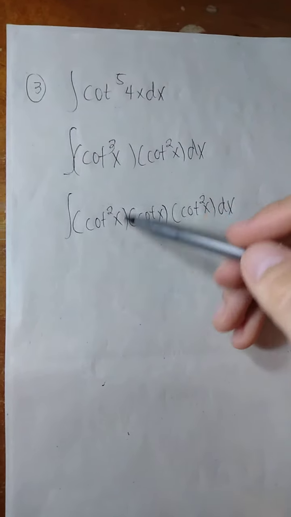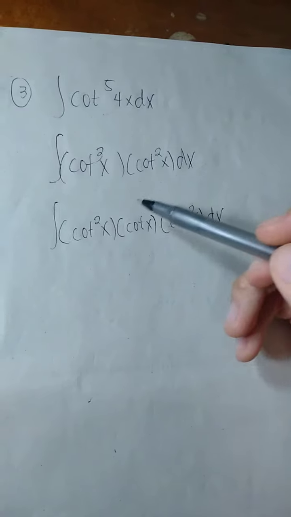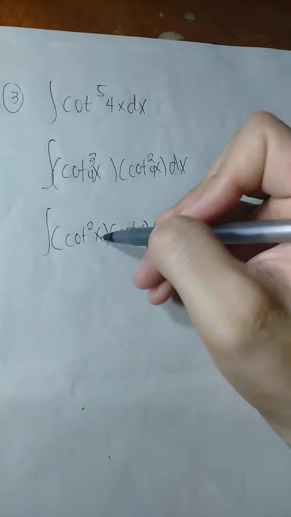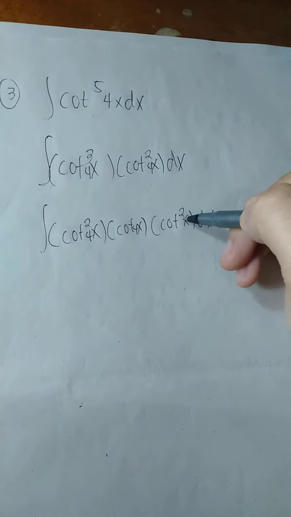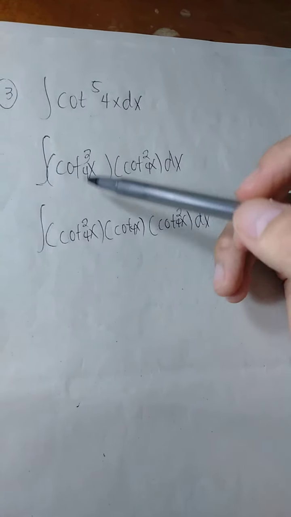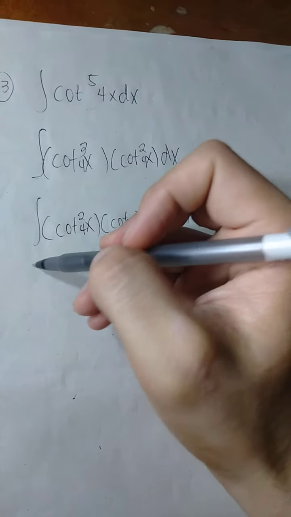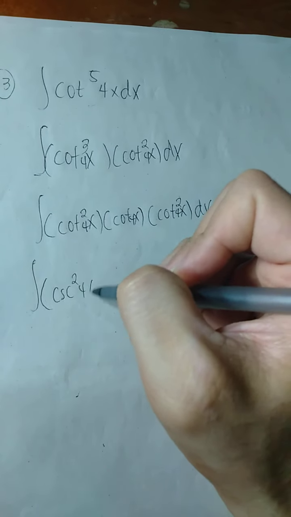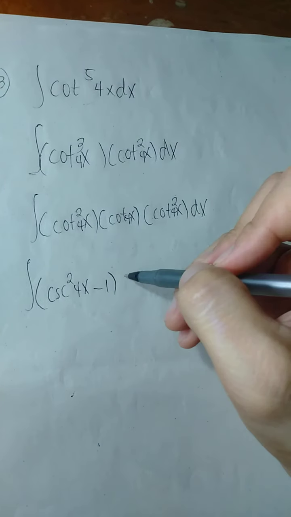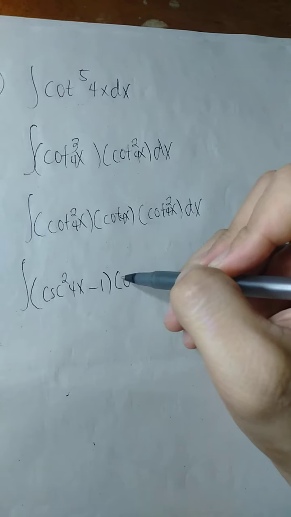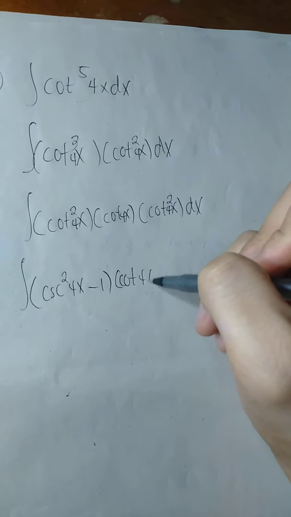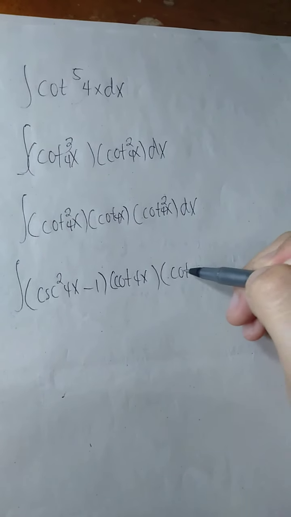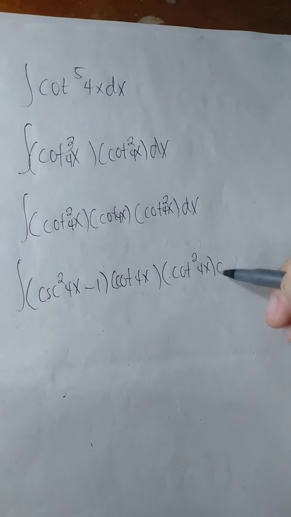Then we can replace now this cotangent squared by cosecant, 4x pala yung function, sorry. 4x. Yan, so pwede natin palitan ngayon yung cotangent squared 4x ng, so replace this by cosecant squared 4x minus 1, then cotangent 4x, then cotangent squared 4x dx.